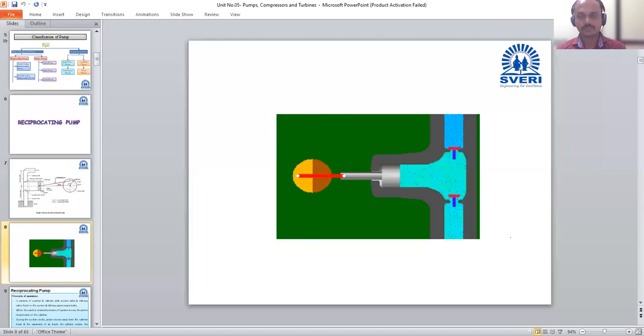Okay. So this is a simple arrangement. When the piston moves in the backward direction, the water is sucked into the cylinder, and when the piston moves in the forward direction, whatever water is inside the cylinder is pushed into the delivery pipe. Okay. Is anybody having any problem?